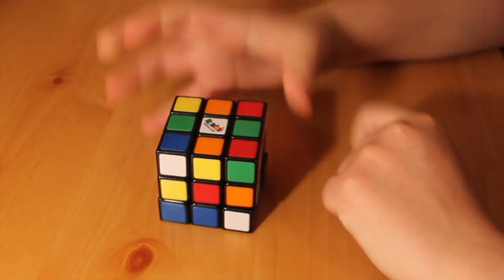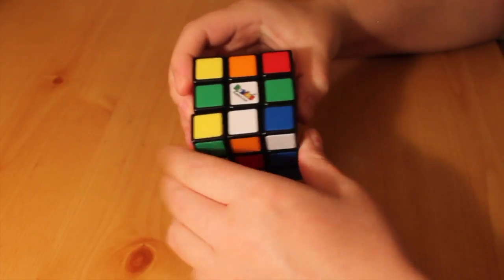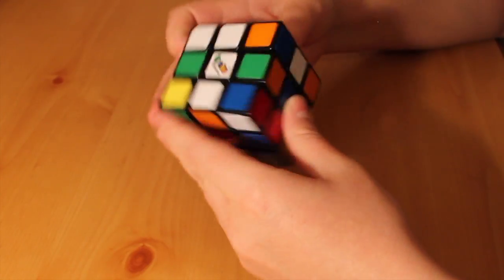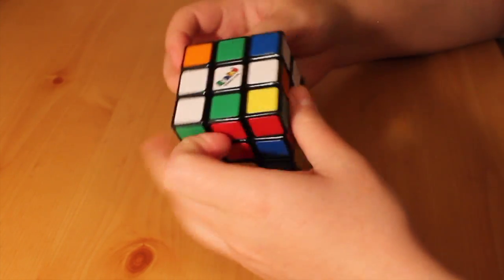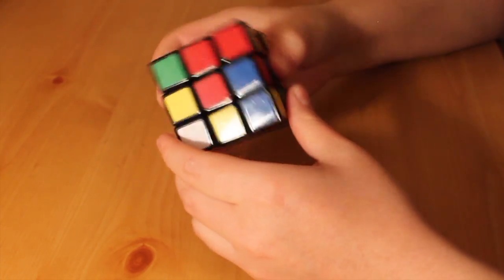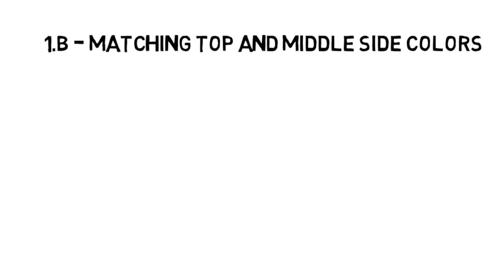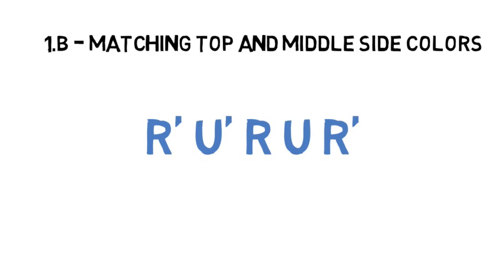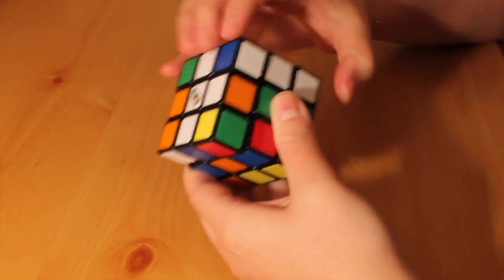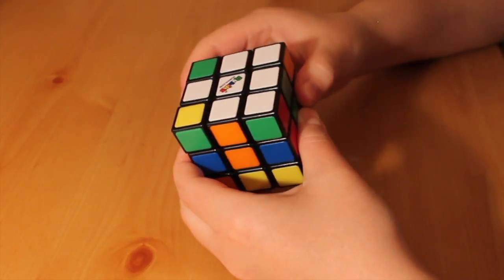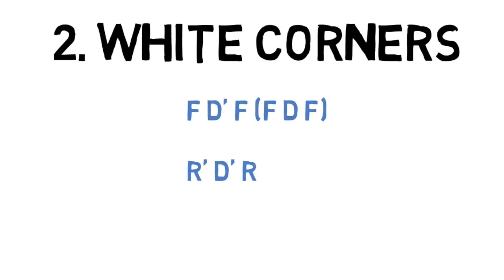So, your white cross. This part, there's not really a set of algorithms used to do this. It's just getting familiar with your cube, how it moves, and the moves that it takes to get the proper square into its right position. Once you're familiar with it, you can move on to the next step, which is matching the top and middle side colors. So you use that algorithm. In this scenario, our red and green are mixed up, so we just use the algorithm, and now everything's lined up.